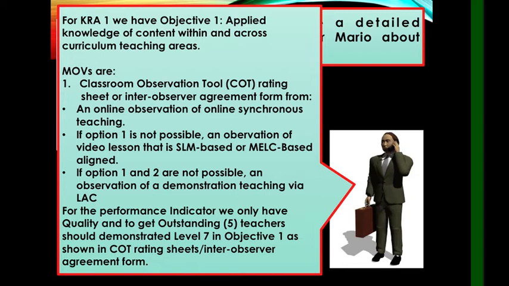So you need to choose only one or two from these options that will be used for the observation by your observer. So how many observations are needed? We need only two observations for this school year. So we have the following options. The first is an online observation of online synchronous teaching.